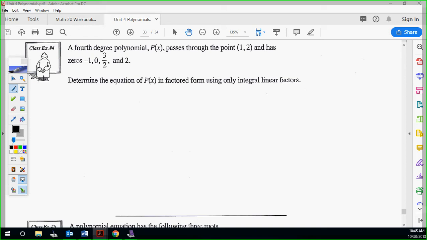But anyway, let's look at all this stuff. The zero at negative 1 means x plus 1 is a factor. Then we have an x out front for the 0. How do we get 3/2? You guys remember? Good. 2x minus 3, and then 2 would be the x minus 2. So there's your zeros.